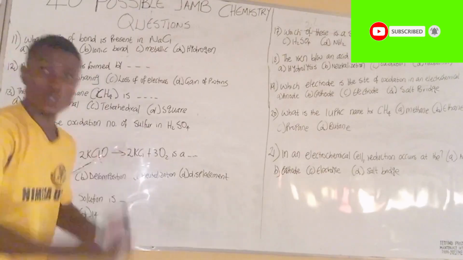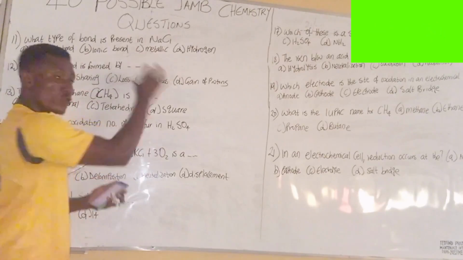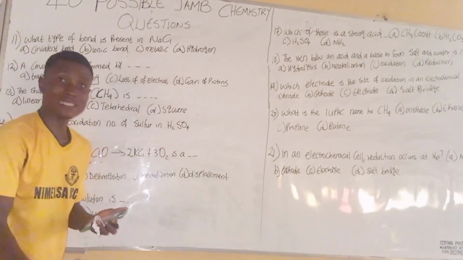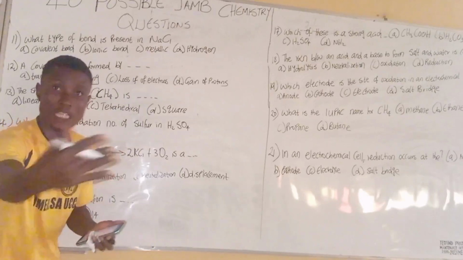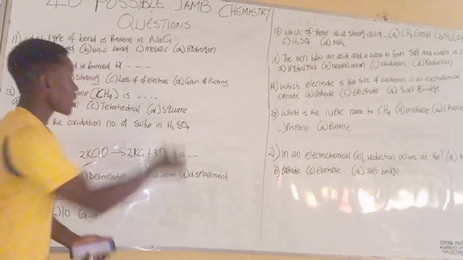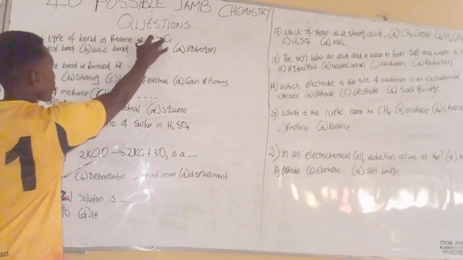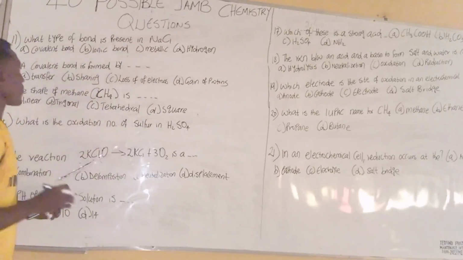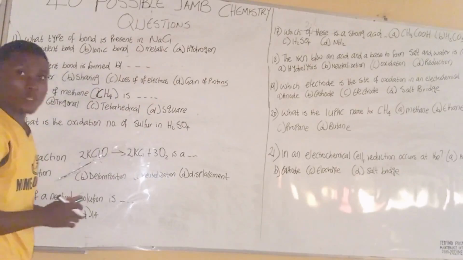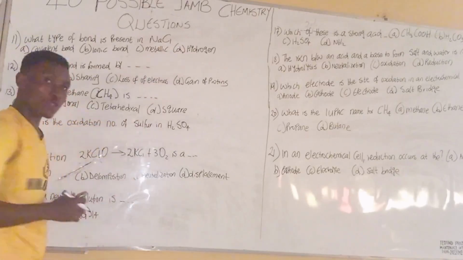We all know that sodium chloride is our table salt, common salt, Dangote salt that we eat, the ionized salt. So the salt is what? Sodium chloride. So what type of bond is sodium chloride? A, covalent bond. B, ionic bond. C, metallic bond. And D, hydrogen bond.